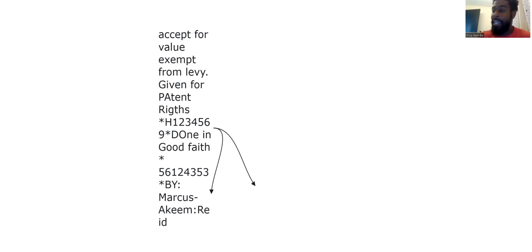Have a great day. And then you sign it at the bottom in the same way that you see here on the screen, except you don't put these numbers. Same way, except for value, exempt from levy, given for patent rights, done in good faith. Don't put your numbers, and then by, and then that's it. That's the cover letter that goes over this sandwich, okay? So I hope everything that I've said was informative to you.